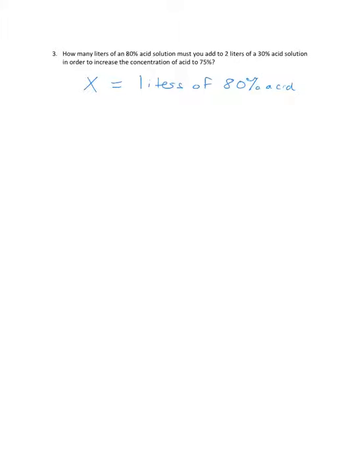Okay, so on the left side of my equation, I'm mixing two solutions, so I should have two separate pieces, and it's always a percent times an amount. We're taking something that is 30% acid, so we have 30% times 2 liters, and I'm going to add into that some number of liters of an 80% solution. So that's how much acid we're actually mixing together. I want this to equal something that is 75% acid.